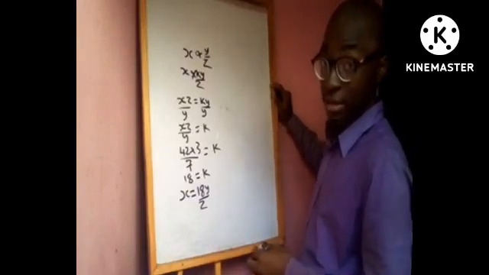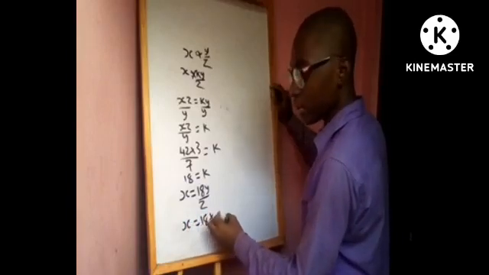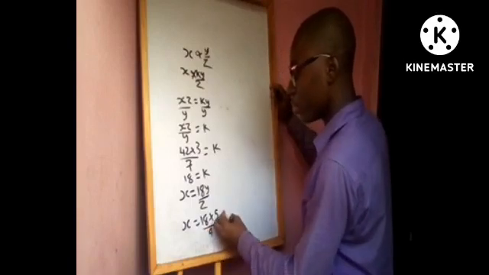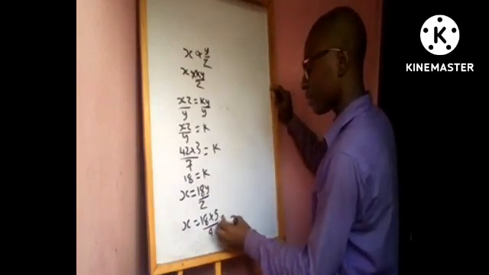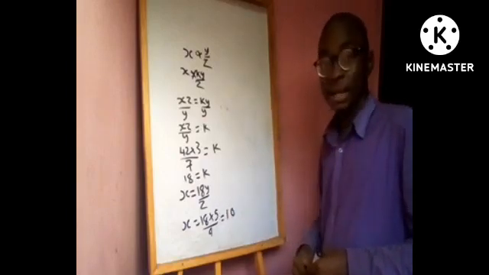So x will be equal to what? 18 times y is what? 5 over z is 9. So when we simplify that, that's 10. So the value of x will be 10 at this stage.